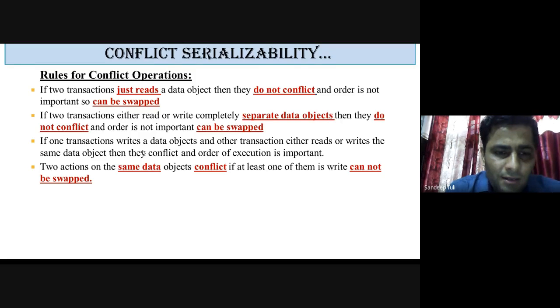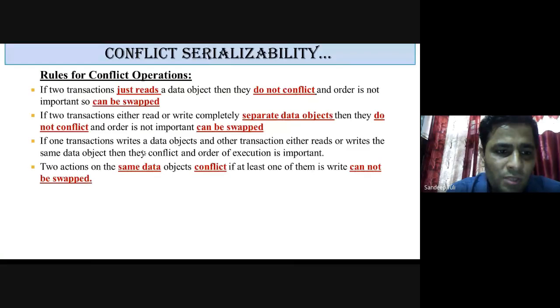Four rules are there in order to identify whether we can swap the operations or not. The first rule is: if two transactions just read the data object, then they do not conflict, the order is not important, and we can swap them. That is very easy. Suppose transaction 1 is reading an object A and transaction 2 is reading the object A, so they are not conflicting operations, because reading can be done in any order.